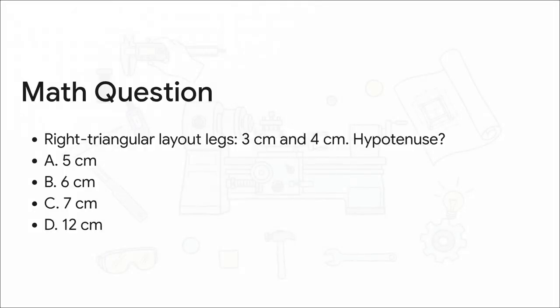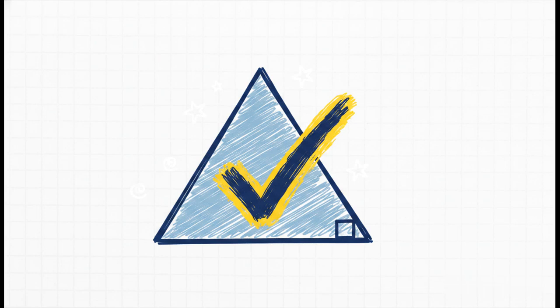Complete the calculation. A right triangular layout has legs measuring 3 centimeters and 4 centimeters. The hypotenuse is A. 5 centimeters, B. 6 centimeters, C. 7 centimeters, D. 12 centimeters. Answer: A. 5 centimeters.